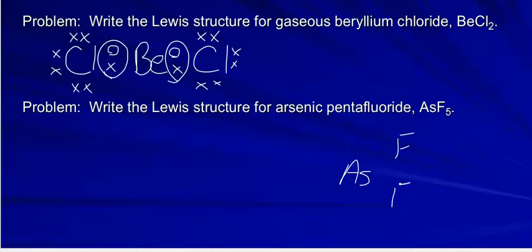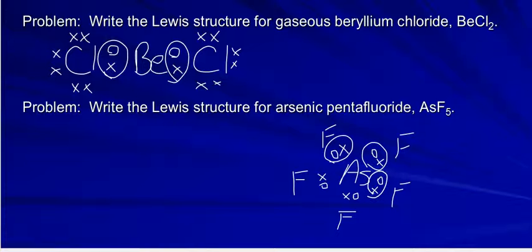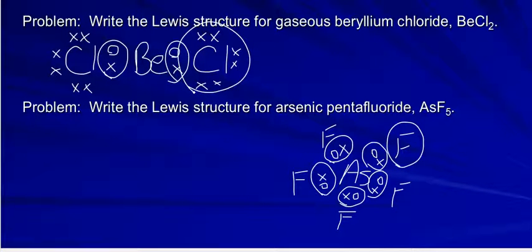AsF5. Fluorine has 7. I'm not going to draw all the electrons around the F's. And arsenic has 5. So you'll see that in the compound, arsenic has more than an octet. It has 10, but that's in order to accommodate all the attached atoms. If an exception occurs, it's going to occur around the central elements. The terminal atoms, like F or Cl, will always have 8.